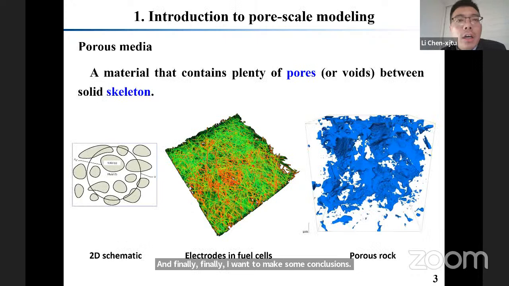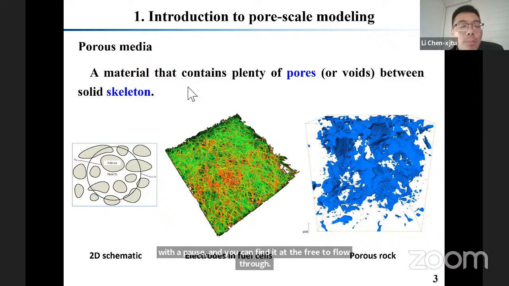First, for those people without a background in porous media, I want to briefly introduce porous media. Porous media is a material that contains plenty of pores or voids between the solid skeleton. For example, this is a 2D schematic of a porous media. You can find the solid part and the fluid part. This is an X-ray image of the gas diffusion layer electrodes in fuel cells. You can observe the solid parts and the pores between them. And finally, this is an X-ray image of a porous rock. You can also find the blue part, which is the solid part, and between the blue solid parts are the pores. You can find that the fluid can flow inside the pores. So this is a brief introduction of porous media.